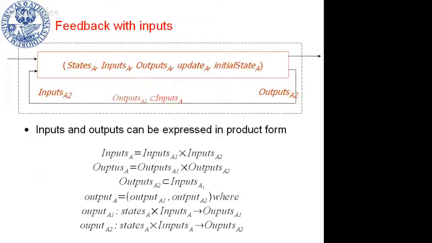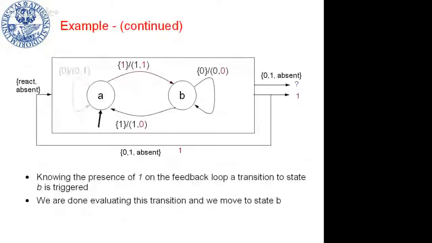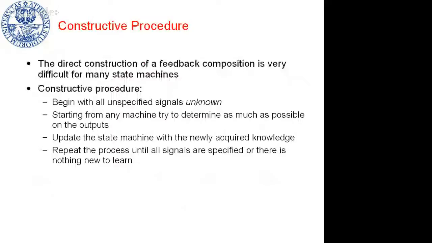Feedback with inputs, small variation, you need to consider all the possible inputs together with the composition. I can skip the constructive procedure here. Well, I believe this is interesting, so let's say also something about this. And you may find an analogy with what we said a few days ago, now to compute the output signals for a synchronous model as the result of a fixed point equation.